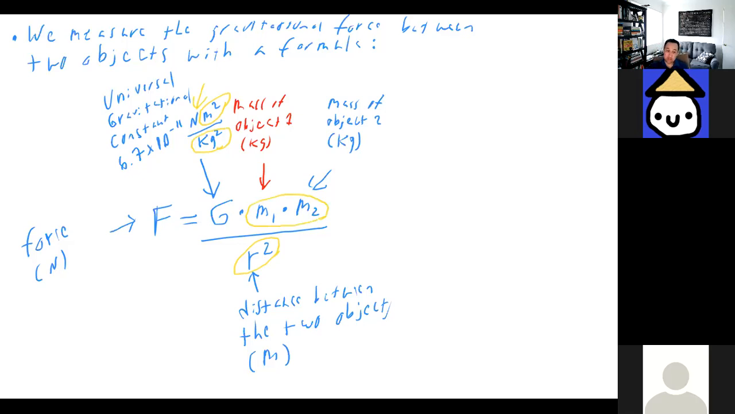We're not going to spend a lot of time worrying about the unit cancellation. I'm just going to show it to you right now, and we're going to sort of ignore it as we move forward. We're just going to understand that as long as our masses are in kilograms and our distance is in meters, we'll get newtons as our force. Okay, and we'll move forward. But I wanted to show you the cancellation there.